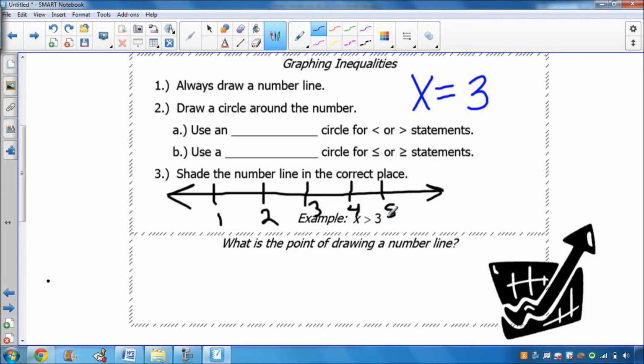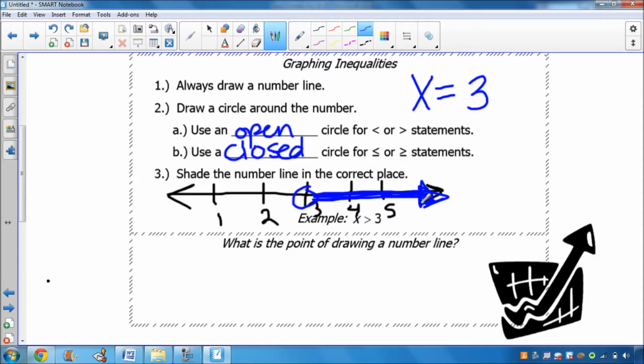And then it says draw a circle around the number. So I'm going to draw a circle around the number that X is related to. It says X is bigger than 3. You're going to use an open circle for less than or greater than statements, and you're going to use a closed circle for less than or equal to or greater than or equal to statements. Now, why? Well, the whole point of shading in all of my numbers is to see what works. So everything bigger than 3 will work. So I would shade in everything after the 3. However, 3 does not work because X is only bigger than 3. It's not greater than or equal to 3. So I have to put an open circle to show that it could be anything that's close to 3, but not 3.